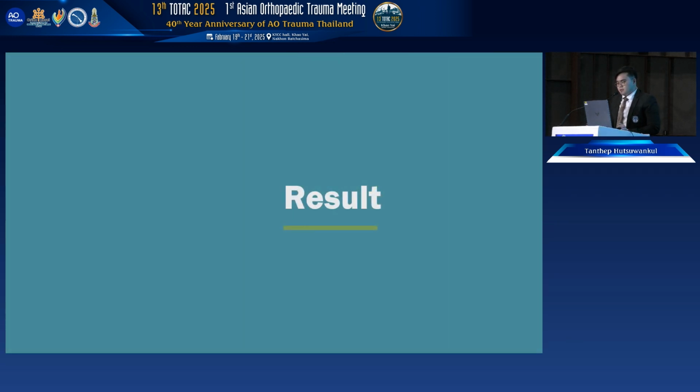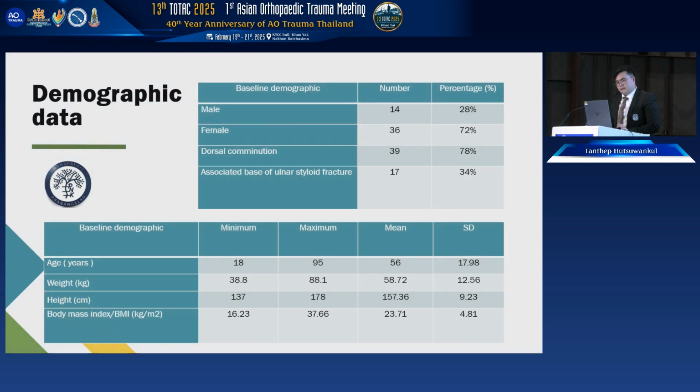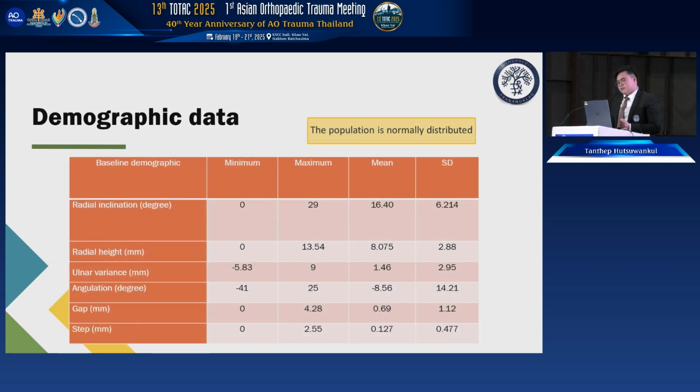As the result, on this slide, our study included 50 patients. Here is a summary of baseline demographic data, including percentages and descriptive statistics, showing the distribution to be fairly normal across the many factors, as well as the radiographic baseline data, and the population was normally distributed.